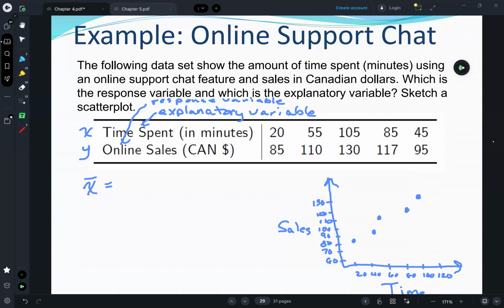And we also want to do the same thing for Y, the sales. So we want to sum them and divide by 5. In this case, our N equals 5. 5 customers. So what's the average number of minutes spent on the chat feature? As soon as we get those, we add those 5 up. Always have your calculator ready because we do quite a bit of calculation in these, especially these chapters 4 and 5. It's always a good idea to have it ready for quick calculations.